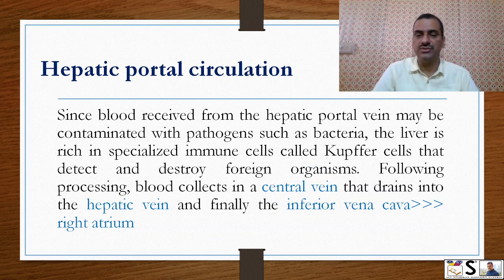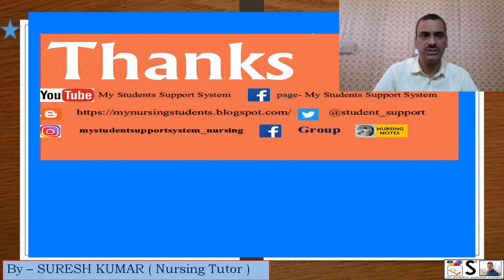Since the blood received from the hepatic portal vein may be contaminated with pathogens such as bacteria, the liver is rich in specialized immune cells called Kupffer cells that detect and destroy foreign organisms. Following processing, the blood collects in a central vein and then drains into the hepatic vein. This hepatic vein carries the blood to the inferior vena cava and then finally to the right atrium. So this is all about portal circulation.